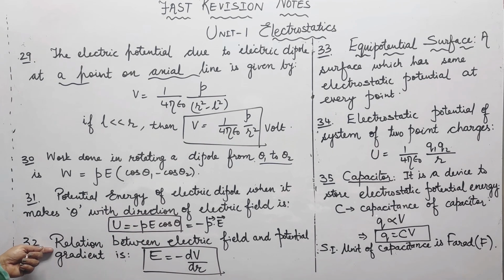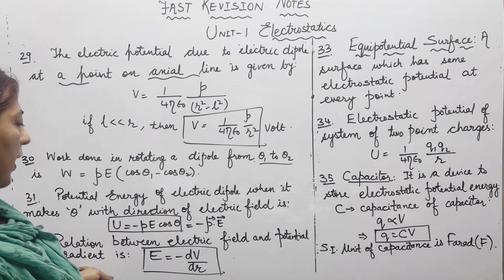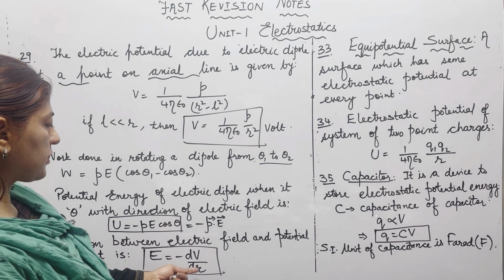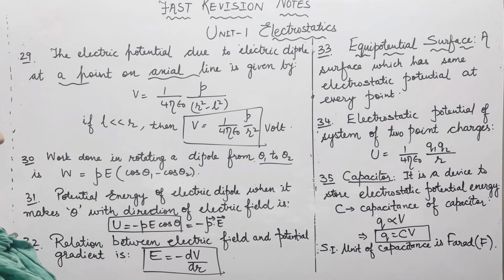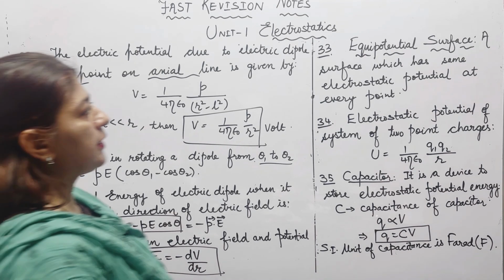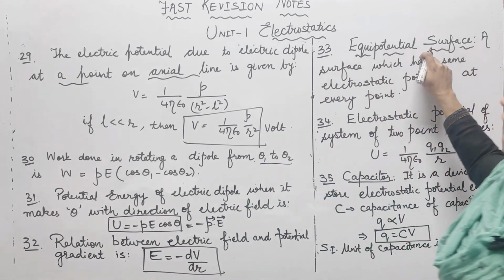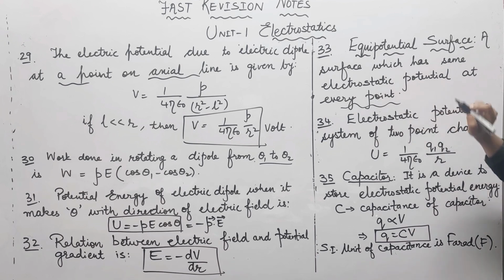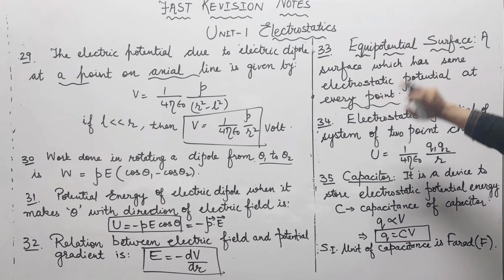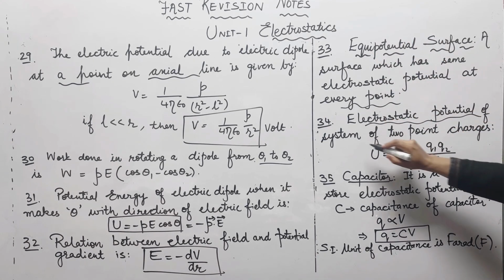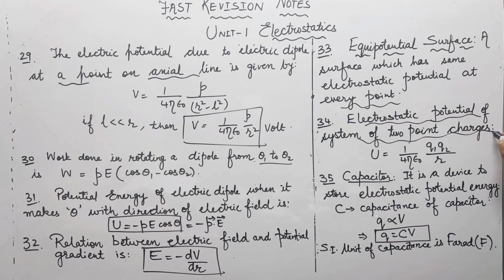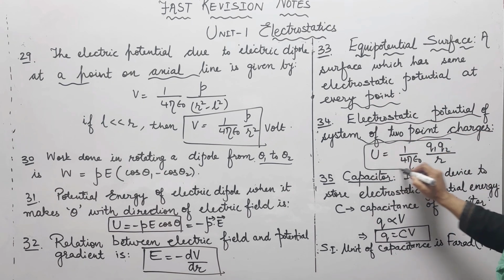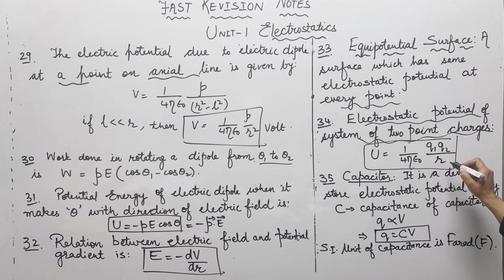Next is the relation between the electric field and potential gradient, which is given by minus dV by dr. Then comes the equipotential surface. An equipotential surface has the same electrostatic potential at every point, as the word indicates, equal. The electrostatic potential energy of a system of two point charges is given by the product of those charges divided by the distance between them, with 1 by 4 pi epsilon naught as the constant.